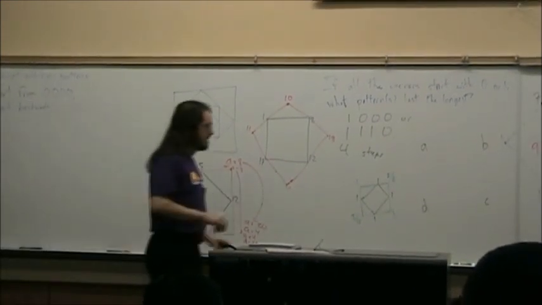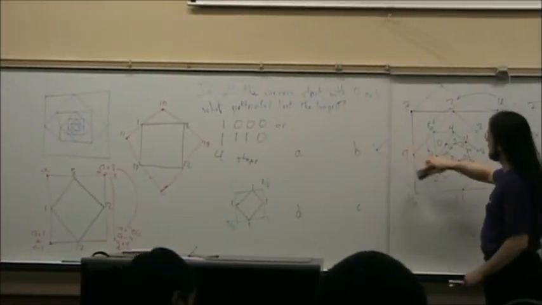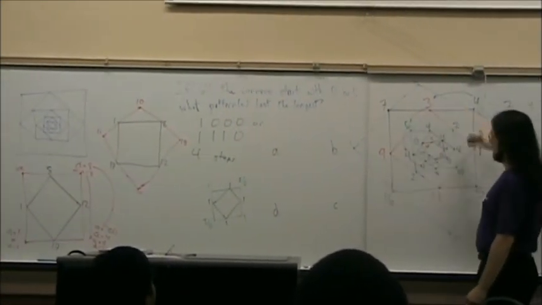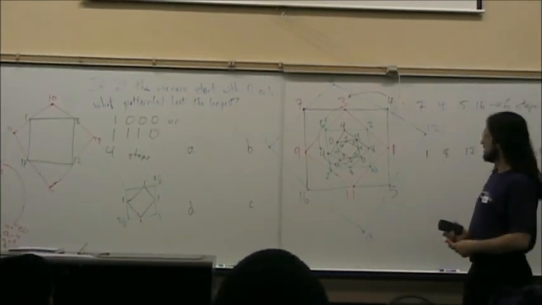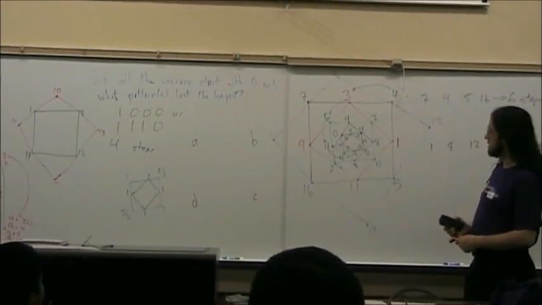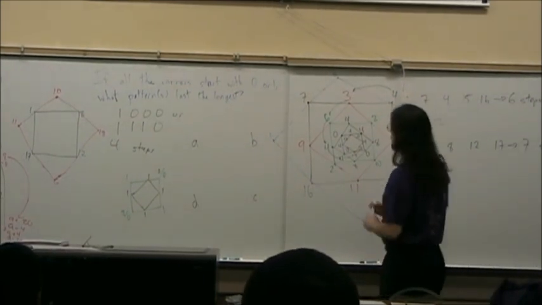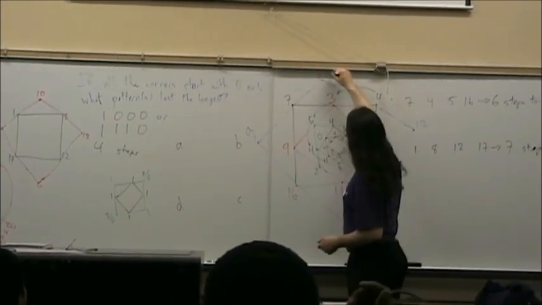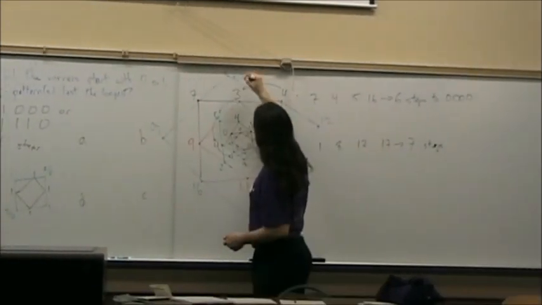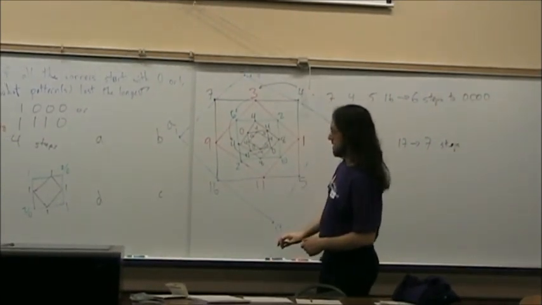But wait a minute. Is 1, 8, 12, 17 the only thing that comes before here, or are there other choices? Probably not. Can we come up with other things? We could use variables again, if we like our algebra. Okay. So if I call this A, this could be A plus 7 or A minus 7. And this could be A plus 16 or A minus 16.